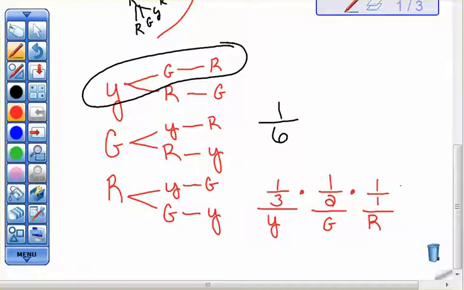If I multiply these together, then we end up with 1/6, which is the same thing we got by drawing out the tree diagram. This just happened to be a little bit easier way of going about it.